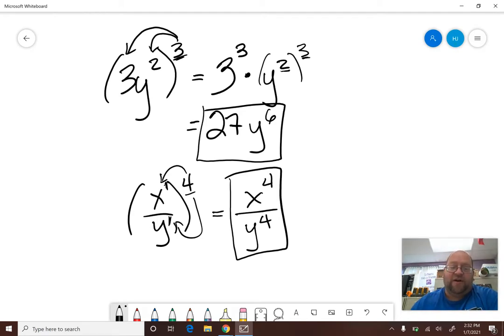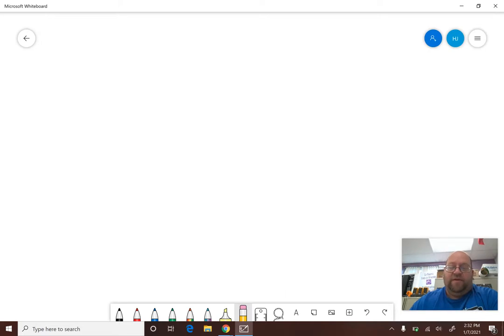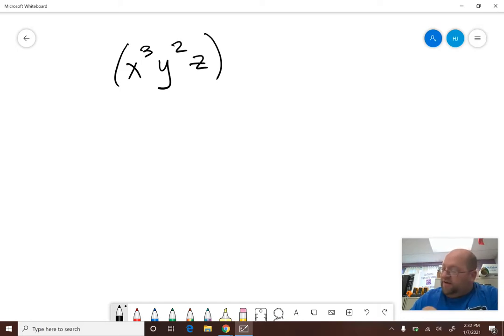All right, let's add some more variables in all at the same time, and let's kind of culminate this thing here. So let's look at 3 more problems. First one, I'm going to have x to the third, y to the second, z, and I'm raising all of that to the second power.